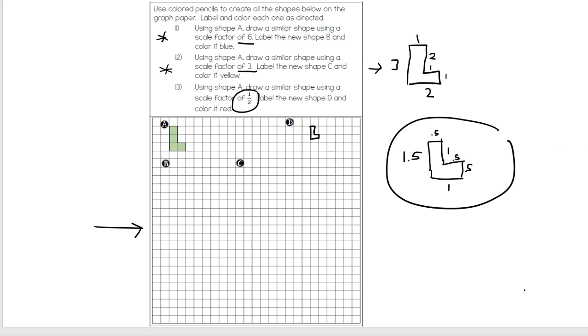So what I need you to do is finish number 11, finish number 12, and then you are doing the ALEKS assignment that is called scale factor number 2.